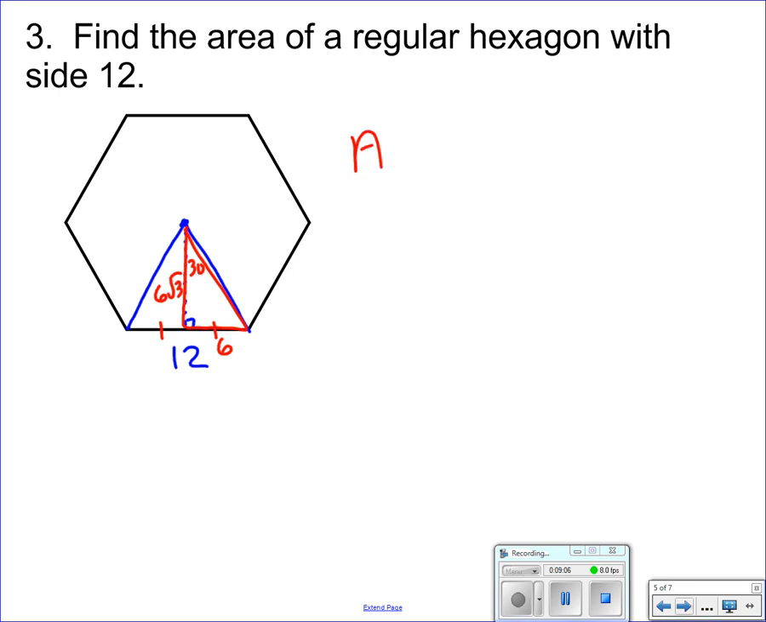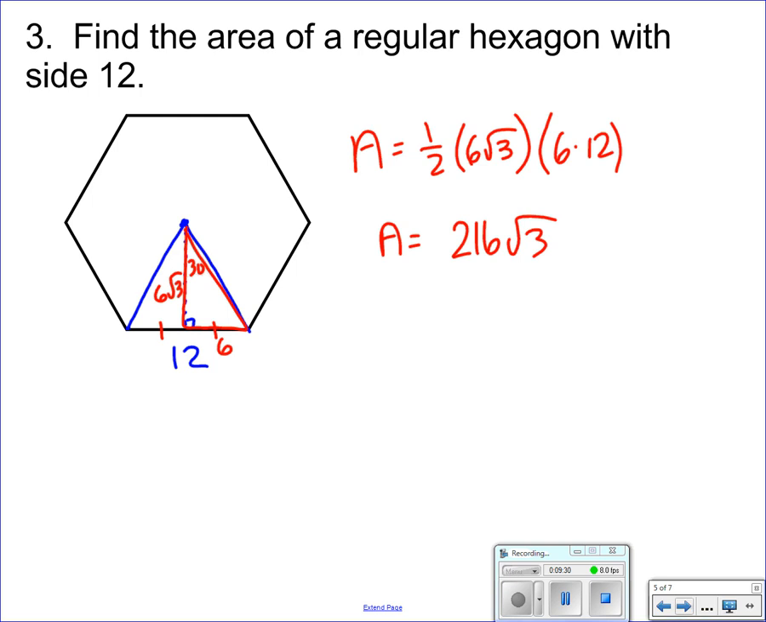So the area is 1/2 the apothem times the perimeter. Well, the perimeter, each side length is 12. I have 6 of them. So that area, in simplest radical form again, is 216 root 3. So that one wasn't as hard as the first one. Looks like the first one was the hardest one so far.